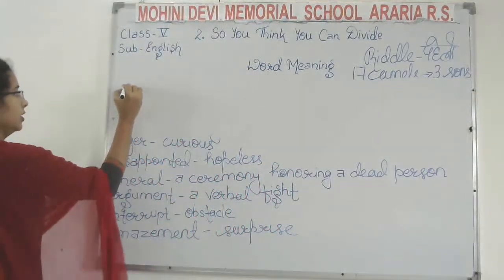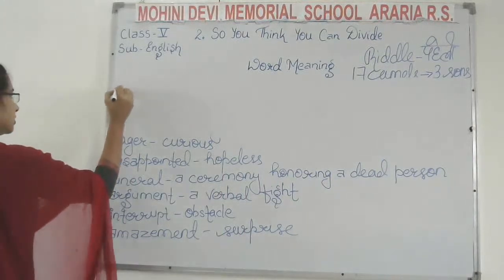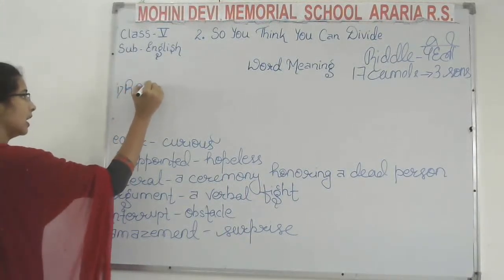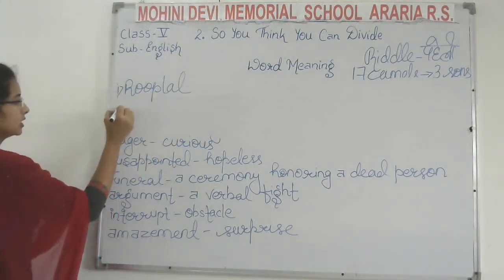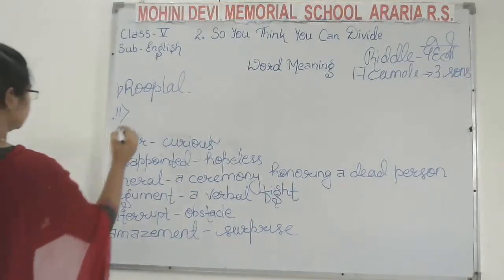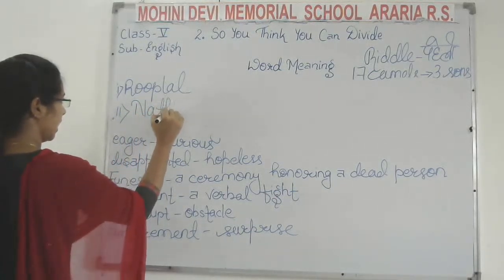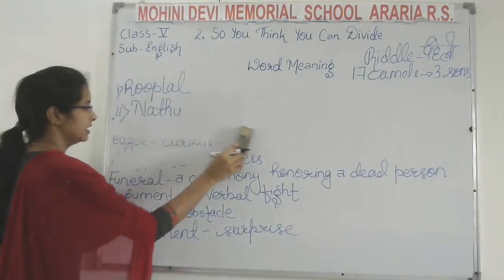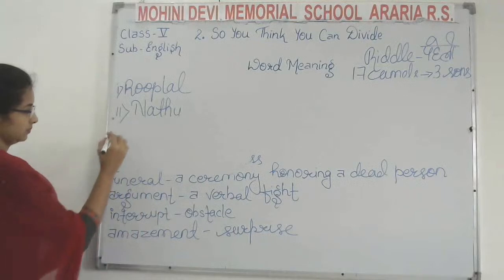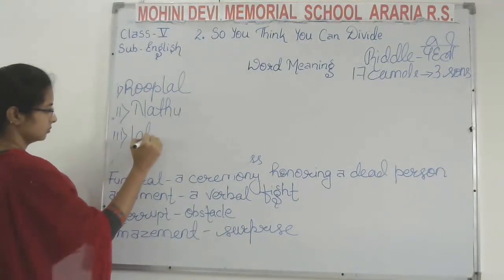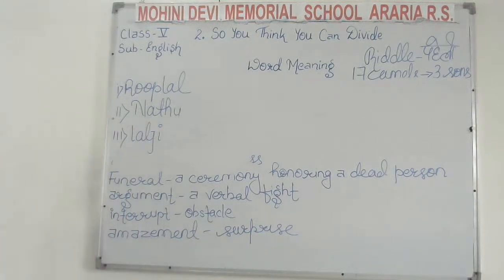First son is Rooplal. Second one is Natu. And third, the youngest son, was Lalji. And we are not worried in this story about the names of the camels.